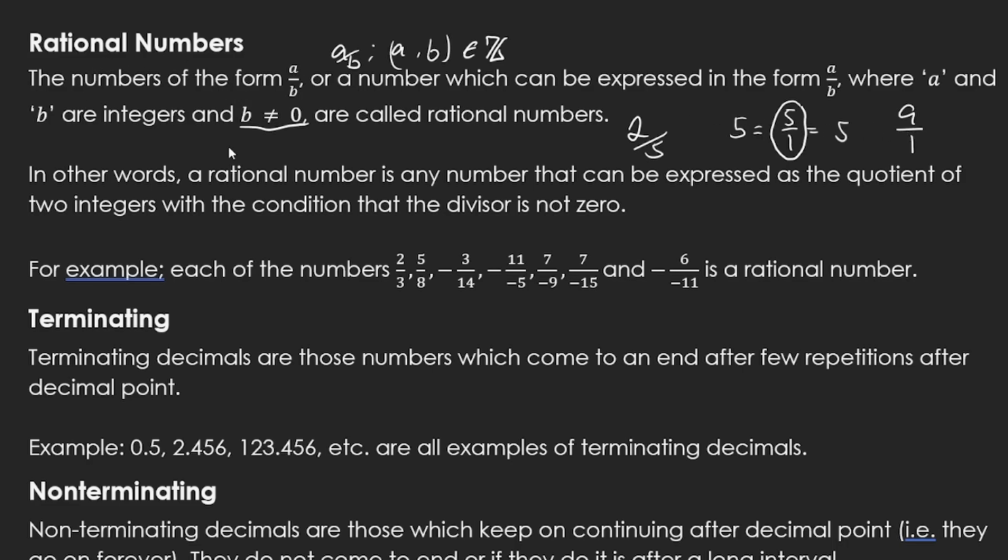So if you're thinking of just integers, then you're just thinking of whole numbers and their opposites. If you're thinking rational numbers, that includes integers plus the ones in between. Those are your 2/5, 5/8, and so on and so forth. Now we know the rational numbers are in fraction form. Let's go to the decimal form.